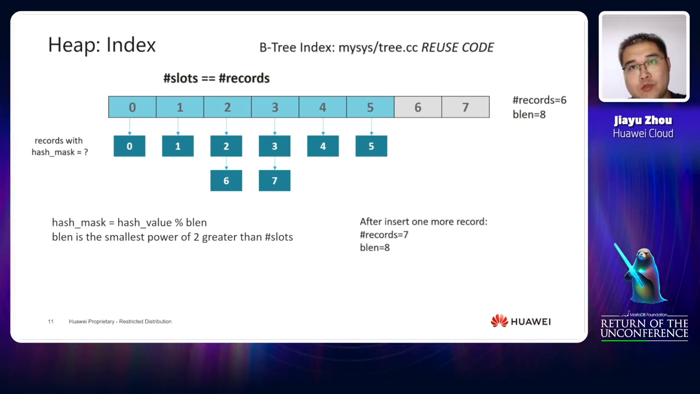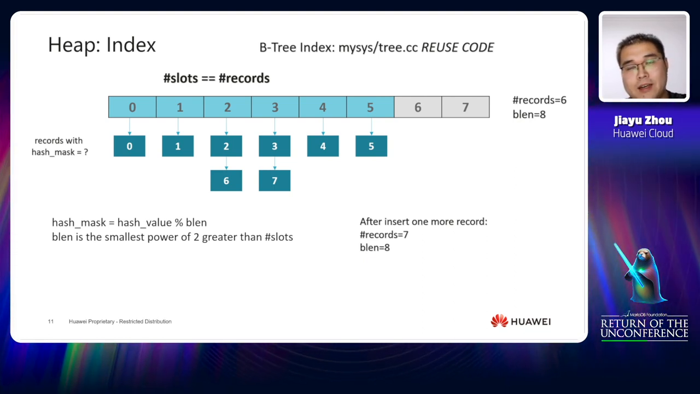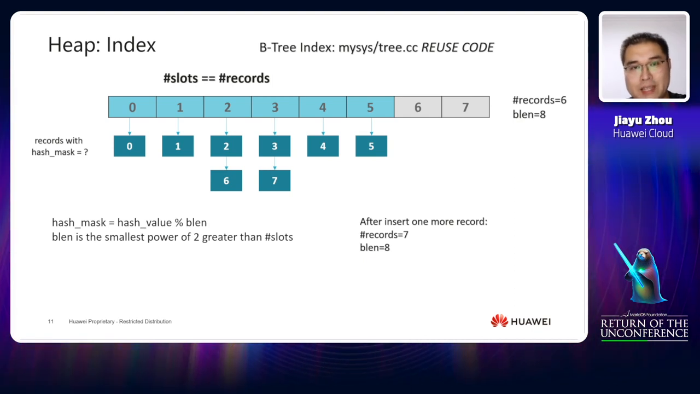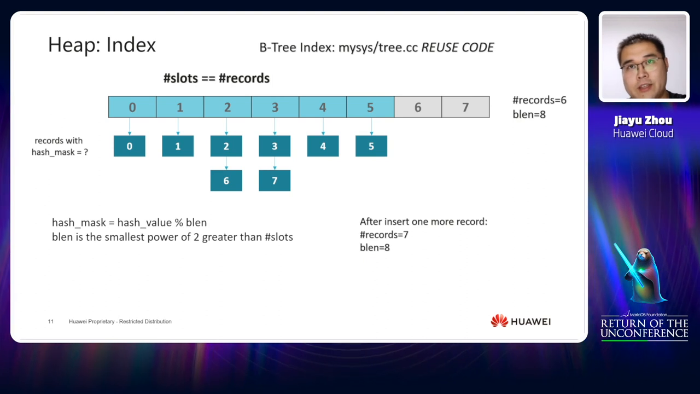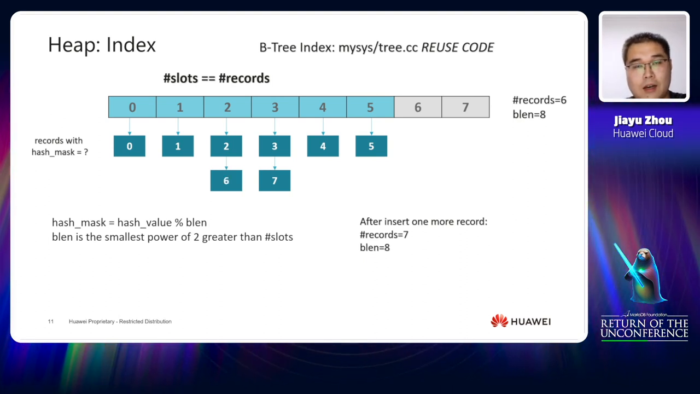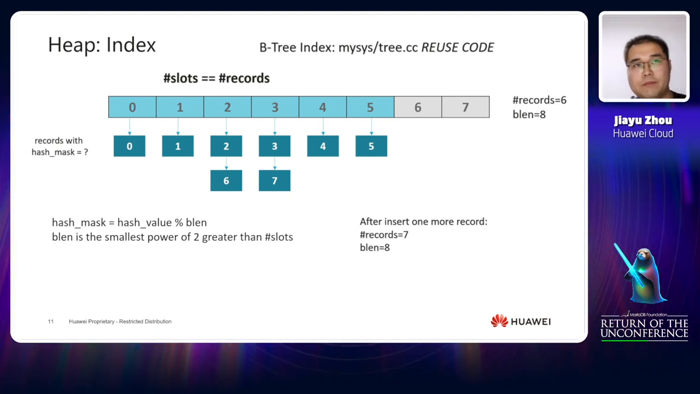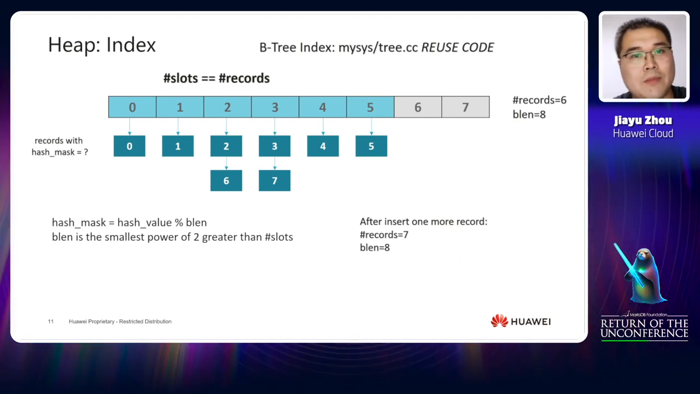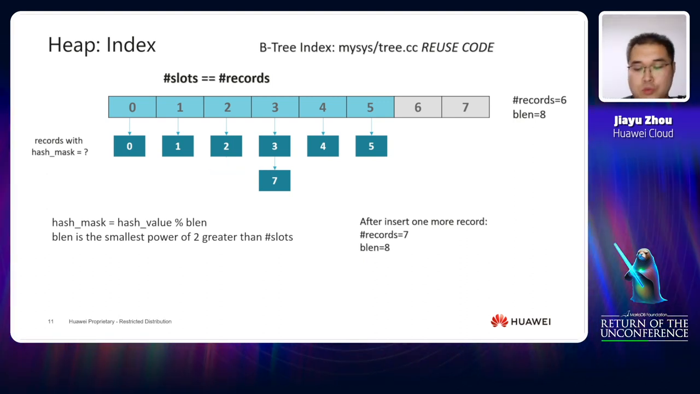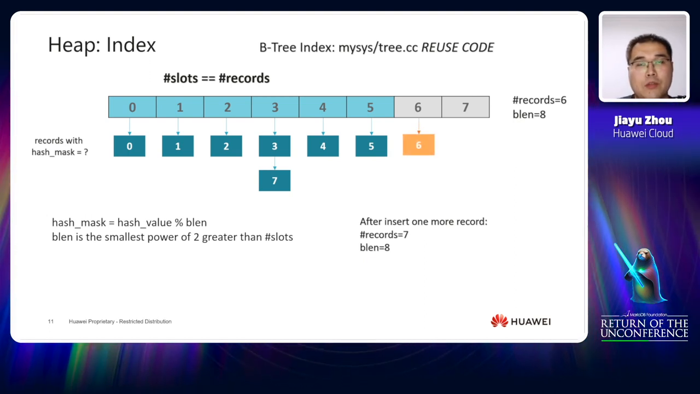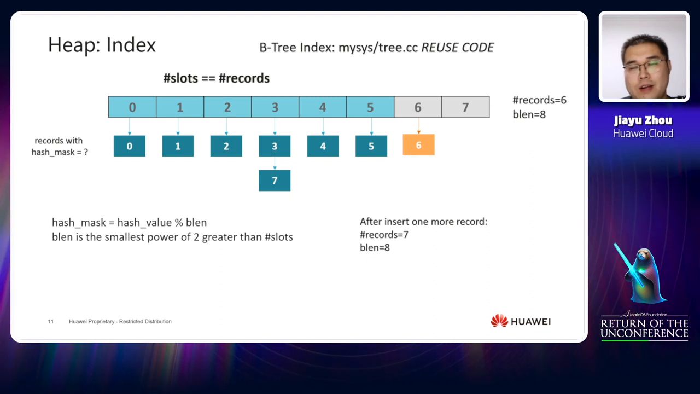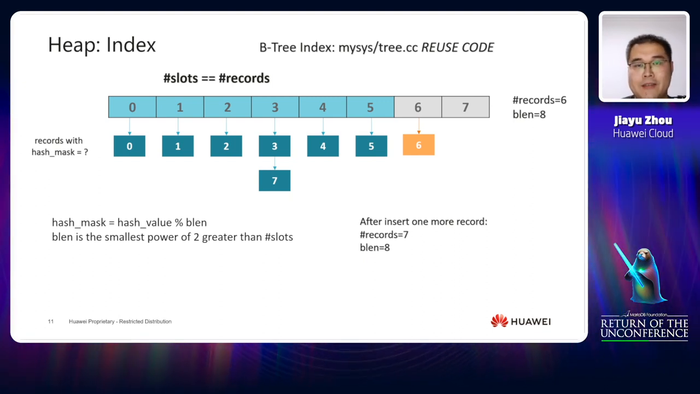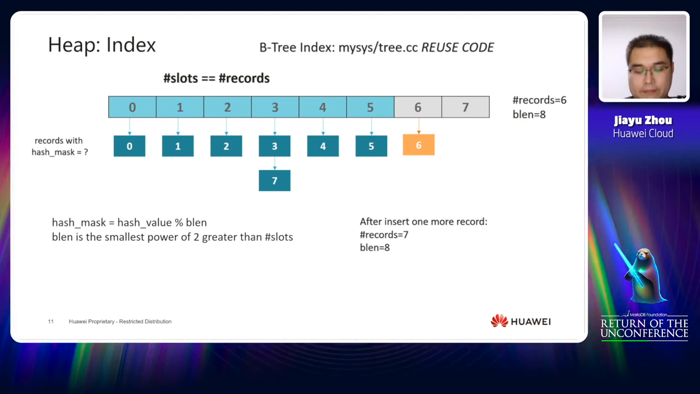And how to maintain the structure after the insertion? Let's see. After inserting one record, the number of records will be 7, and the belong does not change. It's still 8. Now we scan all the records in slot 2, pick up all the records with hash mask equal to 6, and put them into slot 6. And now the structure is maintained. We can insert the new record now.